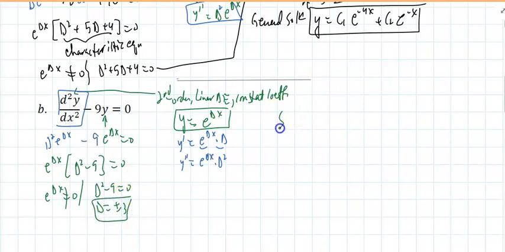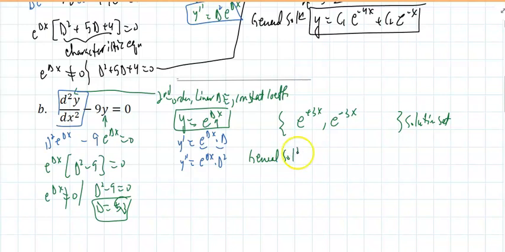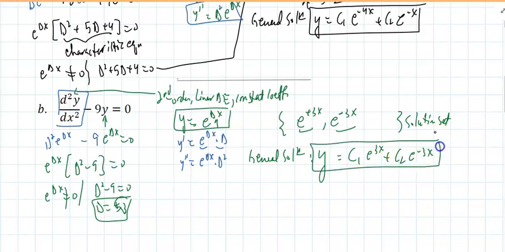What does that mean? That means the solution set is e to the positive 3x and e to the negative 3x. That's the solution set. And the general solution: y equals any multiple of e to the 3x plus any multiple of e to the negative 3x, in any order. You can put them anywhere you like.